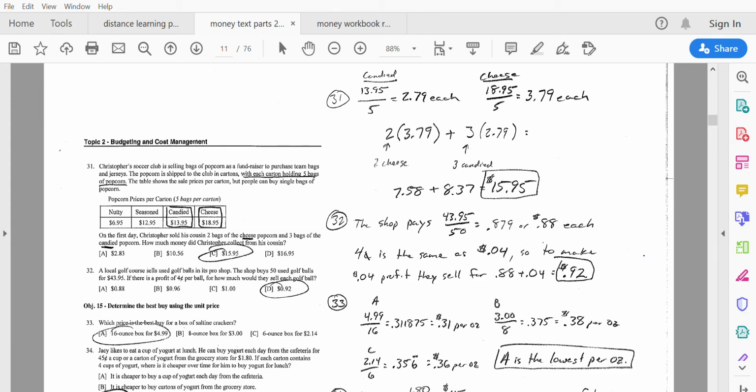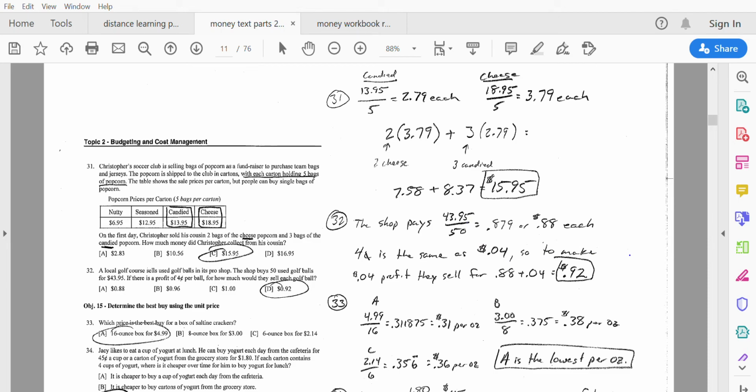Okay. All right. One more problem in this lesson. It says number 32, a local golf course sells used golf balls in its pro shop. The shop buys 50 used golf balls for $43.95. If there is a profit of 4 cents per ball, for how much would they sell each golf ball? So just like in every other problem here, the first thing you should be doing is find the unit price. So they get 50 golf balls and they pay $43.95.